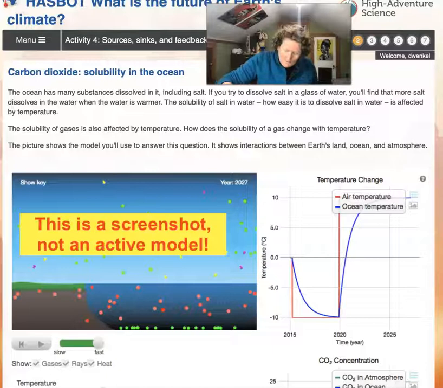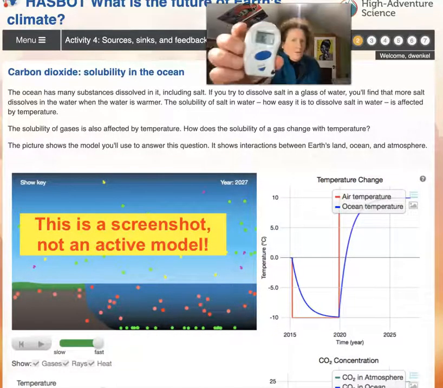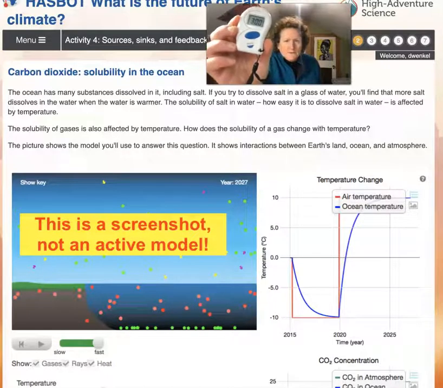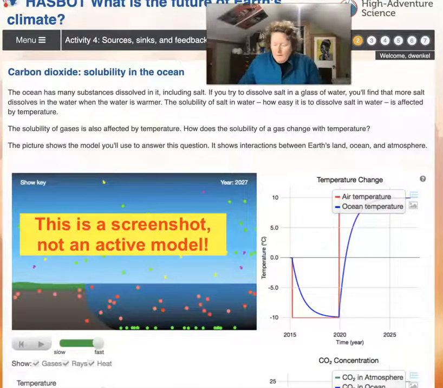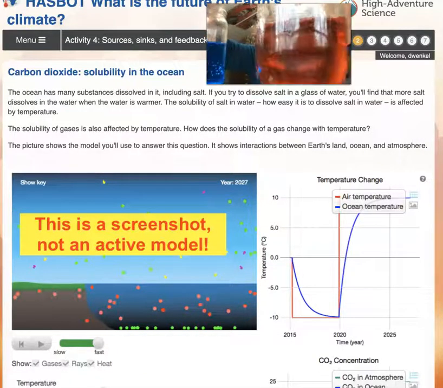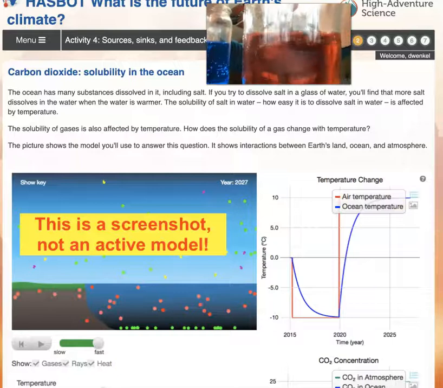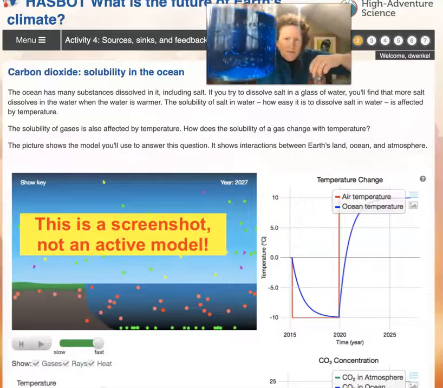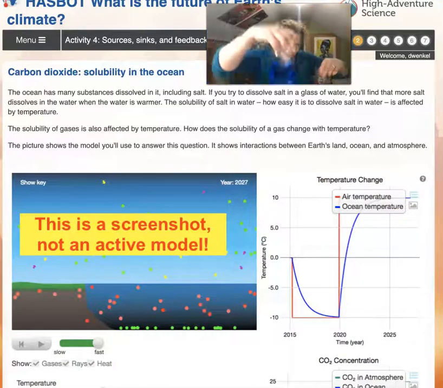Just to note the difference in temperature, the cold one is 12.5 degrees Celsius, and the hot one is 30 degrees Celsius. So there's quite a bit of difference in temperature. And you can see that hot water doesn't hold carbon dioxide as well as cold water. The carbon dioxide stays dissolved in the cold water longer.